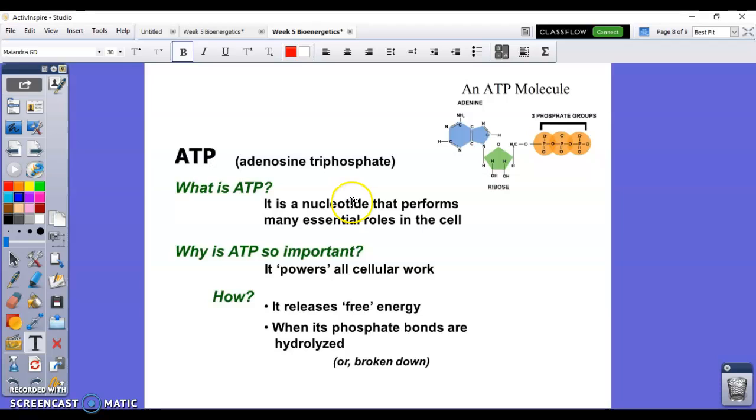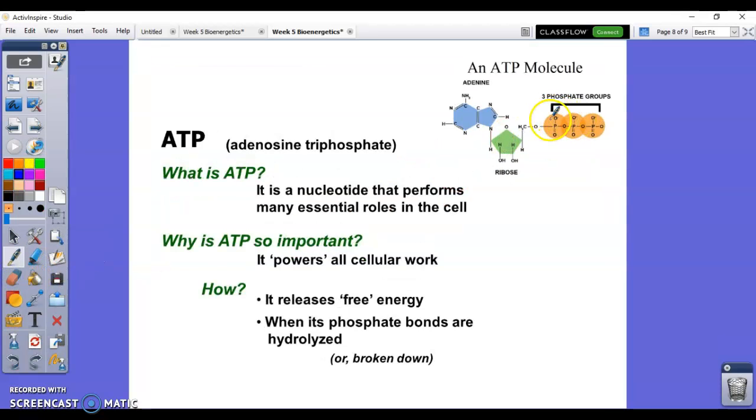So just a quick review of ATP. It is adenosine triphosphate, and it gets this name because it has 3 phosphate groups: 1, 2, 3. Here's the adenine, the ribose, and the 3 phosphates. It's a nucleotide, just like DNA and RNA that we talked about, except its role in the cell is to power cellular work. It's going to break one of these phosphates off, and when it does, it releases energy.